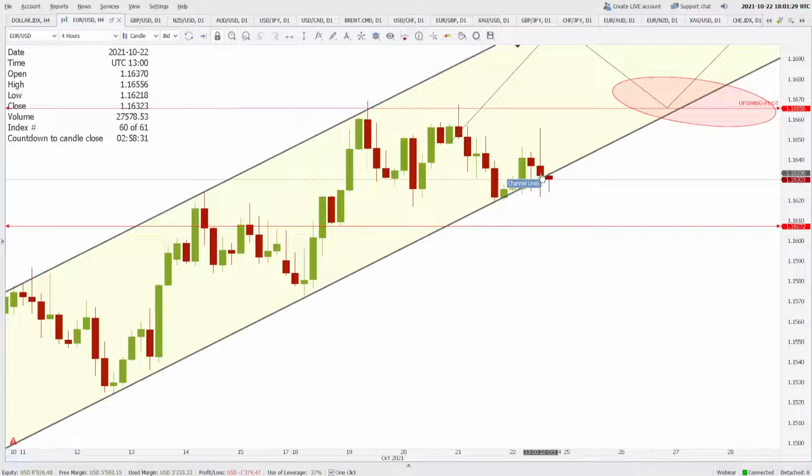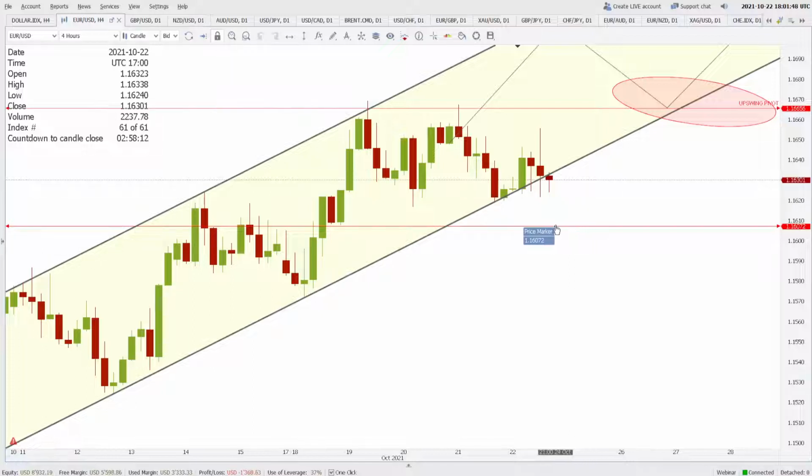But right now this 4-hourly candle is trading below this rising channel support line. So in my opinion, as many times as the price tries to go and test this support line, it will find supply and maybe the price will come back to 1.1607 to find the next support.